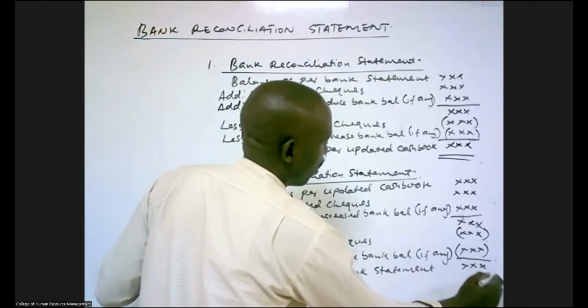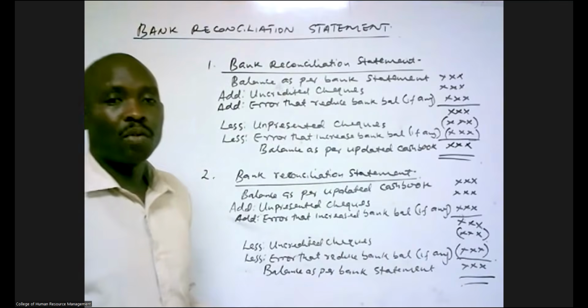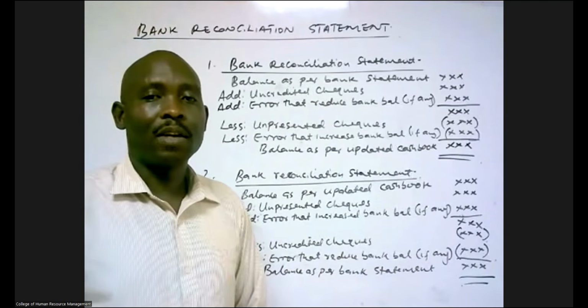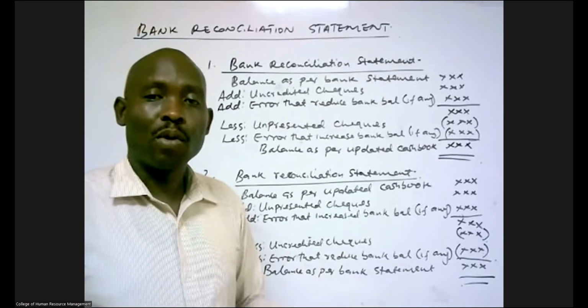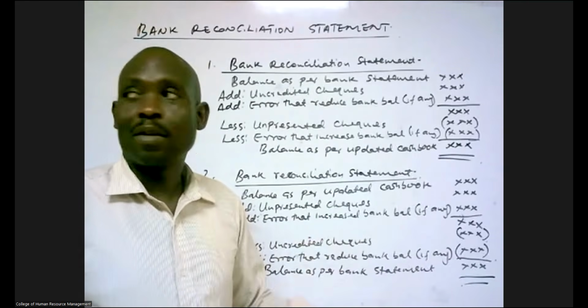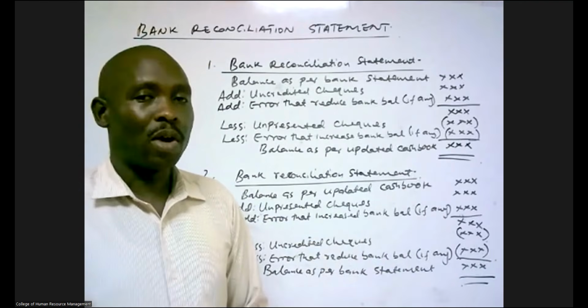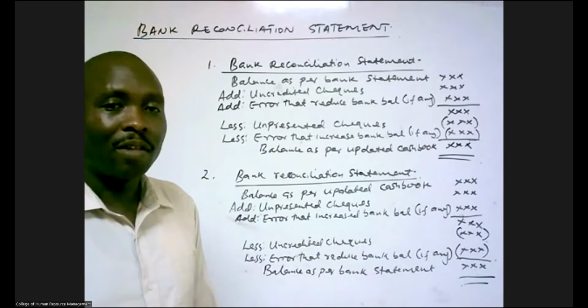You write it there, and that is done. So you compare the balance that you are given in the question and this one that you arrived at, whether they are the same. If the question balance as per the bank statement is the same as what you have come up with here, then you have done your reconciliation very well. So that is how we do it.